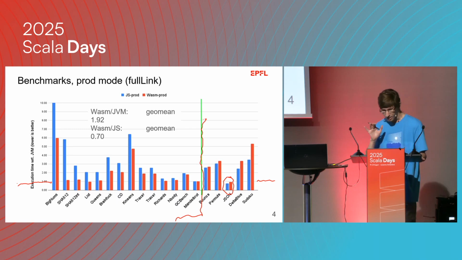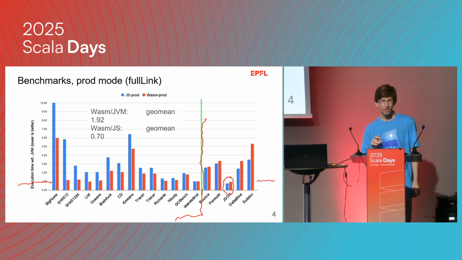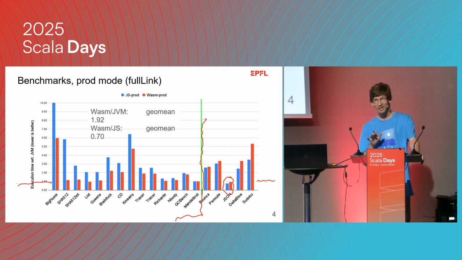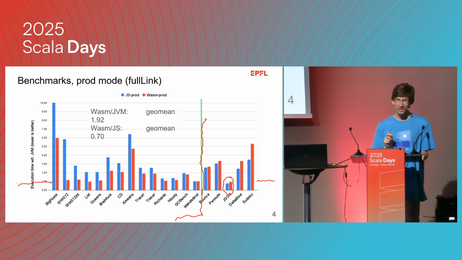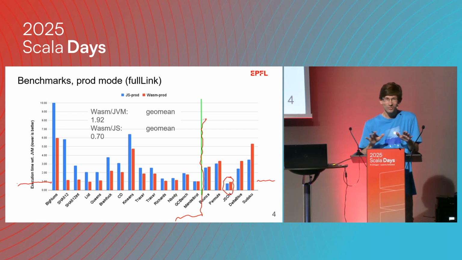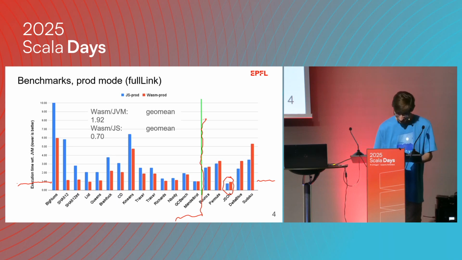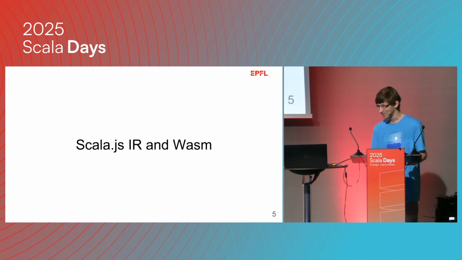The geomean, so on average, the ratio WASM to JS is 70%, so a 30% improvement. And WASM with respect to the JVM is about twice slower. So twice as slow as the JVM, which has had decades of optimizations, is not bad for the amount of 2.5 people looking into these things. And I think we can still make progress. So we're going to get good. All right, so let's dive into it.